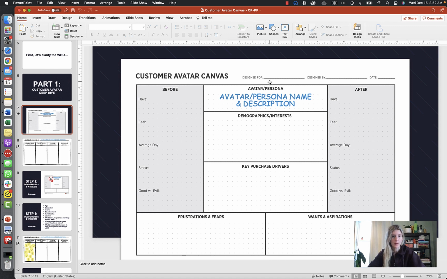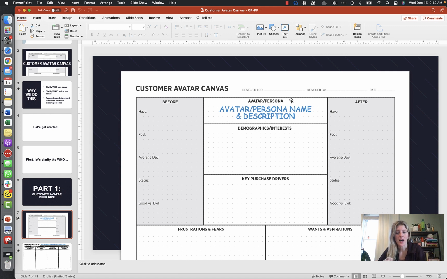We give these people a name to humanize the demographic. We're not just saying this person does this for work and they live in this town and they make this much money. These people are humans. They're your students. They're your students' parents. And we want to make sure that they're treated as such, even on these worksheets. So give your avatar or persona a name and description, Dedicated Dad, or anything that you want to come up with, and go ahead and write that in the avatar persona box.